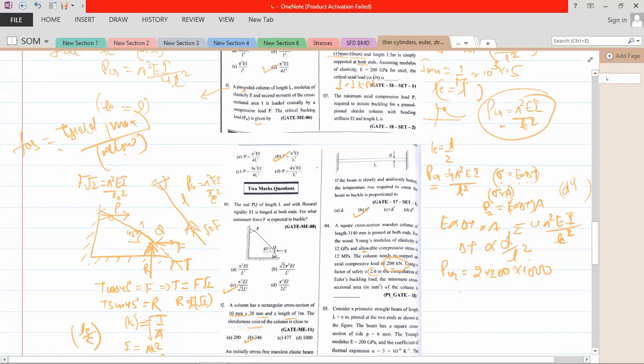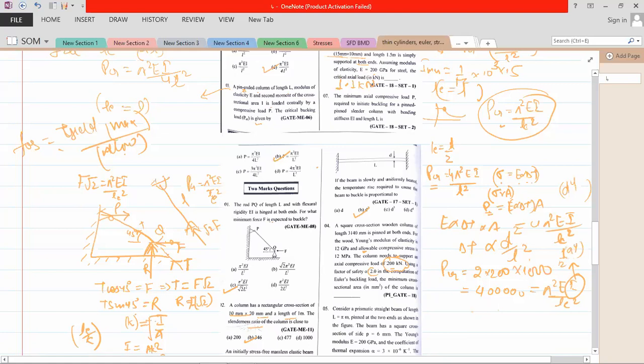If you write it in Newton, it is around 4,123,455. And that should be equal to pi square EI upon LE square. And in I, you get the value, you can solve it like 1 by 12 a raised to the power 4, and you just take a square root and solve it.